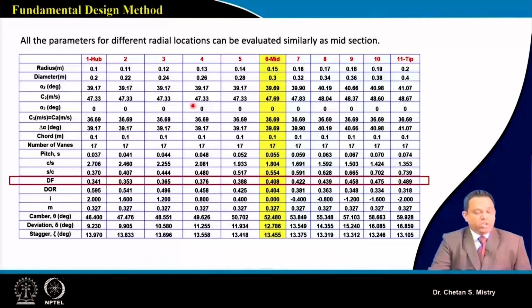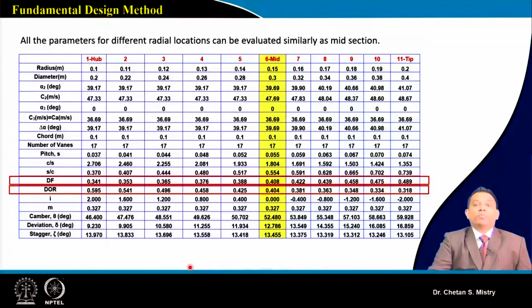Here we are putting our observed parameter as a diffusion factor. So you can say this is 0.34, and at the tip it is 0.48. So near the tip region your stator is highly loaded in that sense. And the other parameter, our degree of reaction, we are calculating based on 1 minus degree of reaction of your rotor. So my degree of reaction at the hub comes out to be larger.